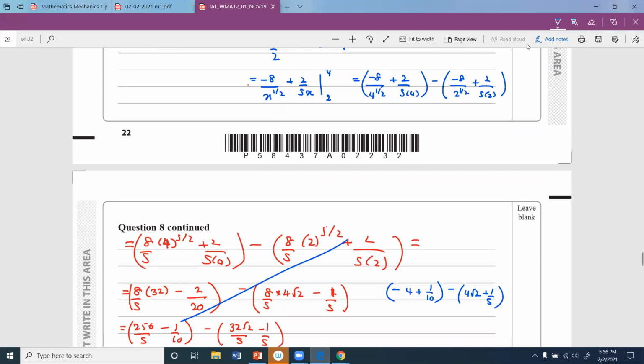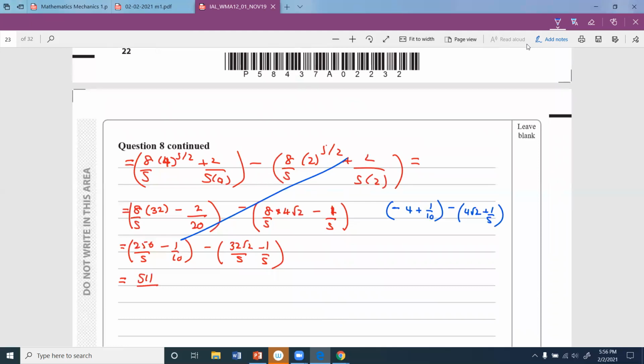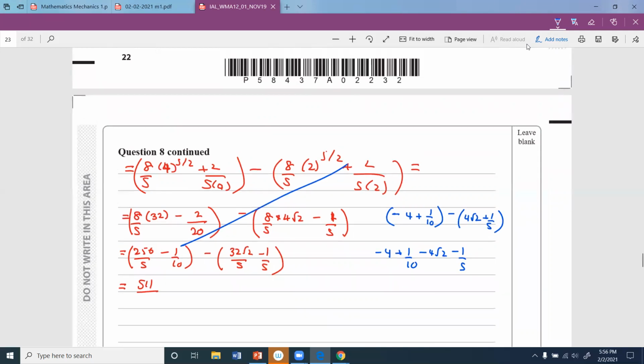If you just do it, minus 4 plus 1 over 10. So it's minus 4 plus 1 over 10 minus 4 root 2 minus 1 over 5. Here, some point is missing. Where we made the mistake. Let me see.